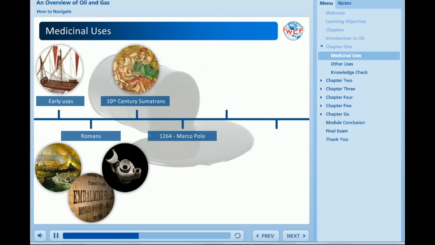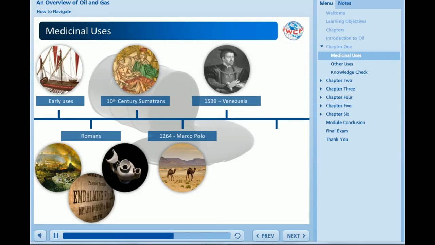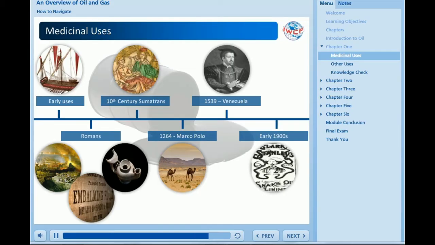Marco Polo found it used in the Caspian Sea region to treat camels for mange, and the first oil exported from Venezuela in 1539 was intended as a gout treatment for the Holy Roman Emperor Charles V. Right up until the early 1900s, mineral oil, a byproduct of petroleum, was a regular component found in snake oil, the infamous cure-all wonder treatment. It was one of the less successful uses of petroleum.